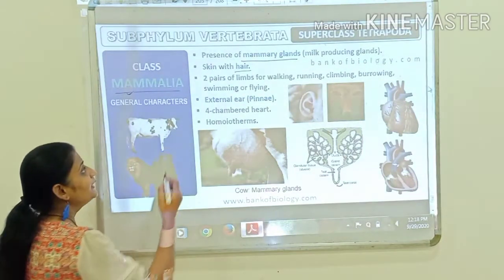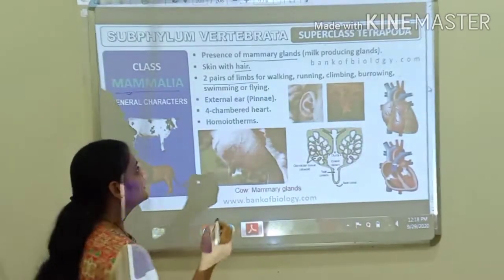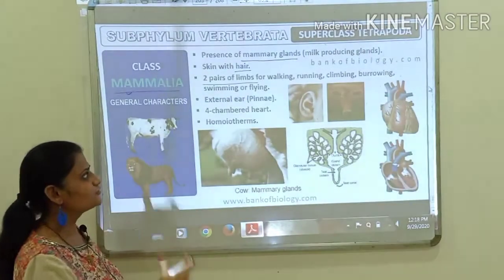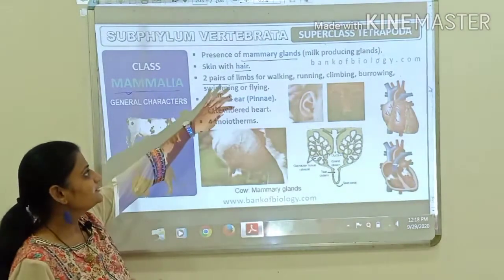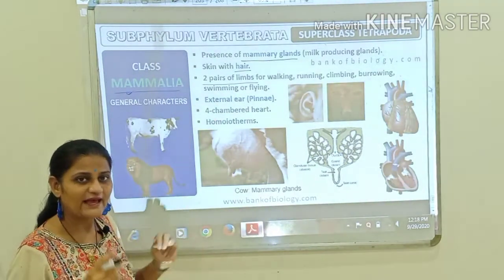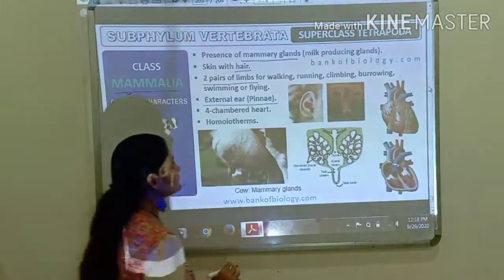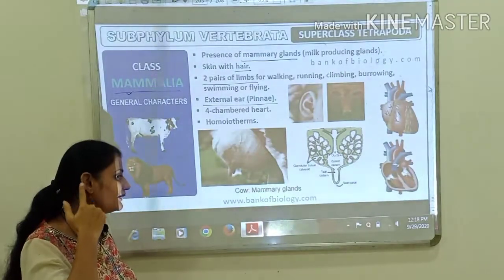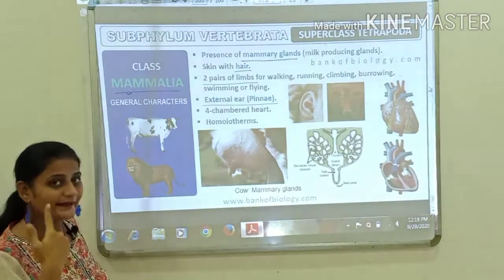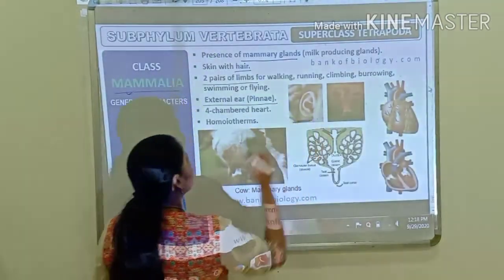Okay, they have 2 pairs of limbs, right, for walking, for running, for climbing, for burrowing, for swimming, or for flying. For all these things they have 2 pairs of limbs, right, 2 hands and 2 legs. And they have the external ear which is called the pinnae. ये दिख रहा है, ये इसको क्या कहेंगे हम, external ear, उसे पिन्ने कहते हैं. So mammals have the external ears which is called the pinnae.